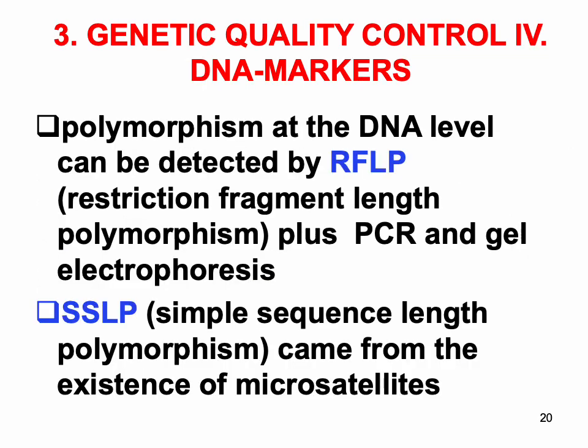The genetic quality control is possible also using DNA markers. The first possibility is that the polymorphism at the DNA level can be detected by restriction fragment length polymorphism plus PCR and gel electrophoresis. And it is possible to use the simple sequence length polymorphism, which technique came from the existence of microsatellites. Microsatellites are fragments of DNA consisting of a repeat of 2 to 4 nucleotides at any specific locus. The number of repeats may vary between inbred strains.